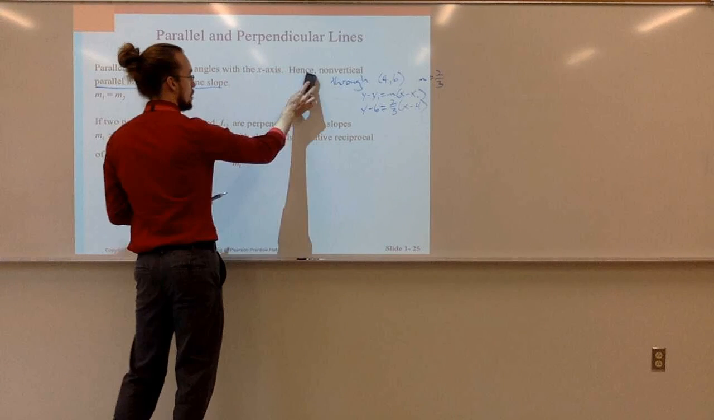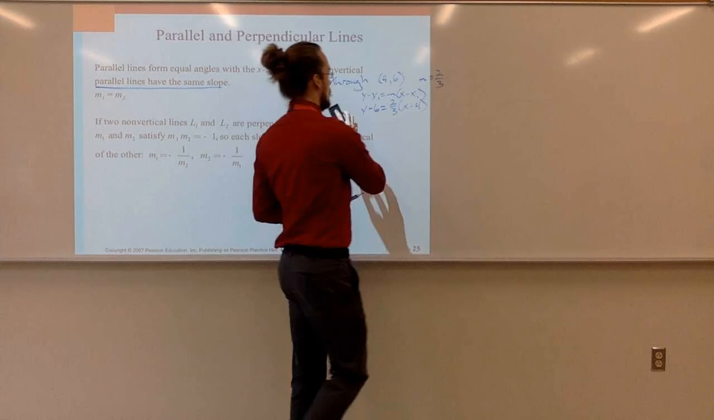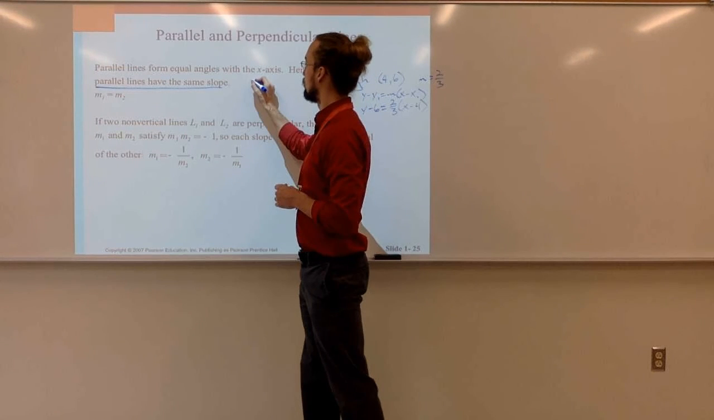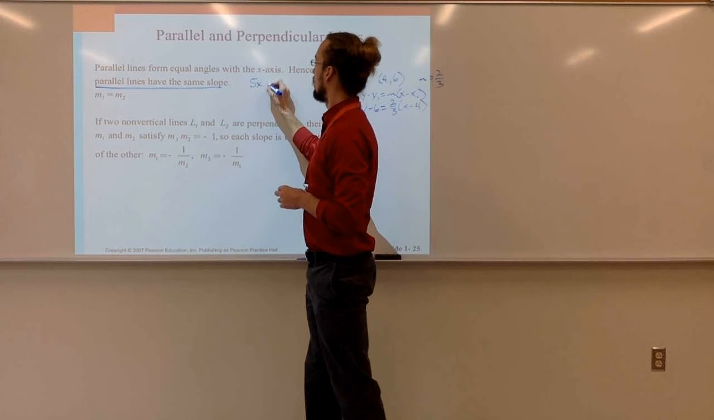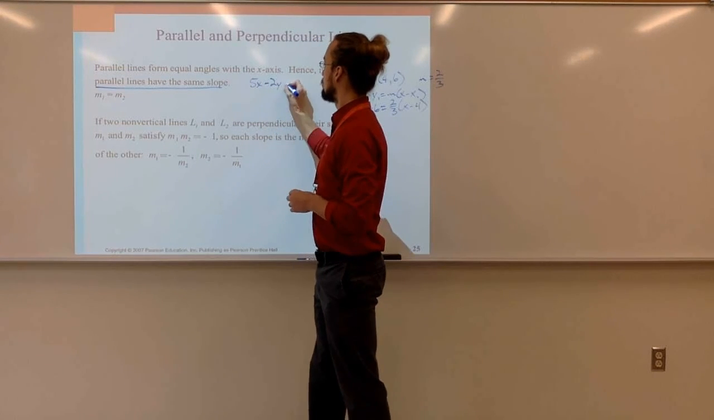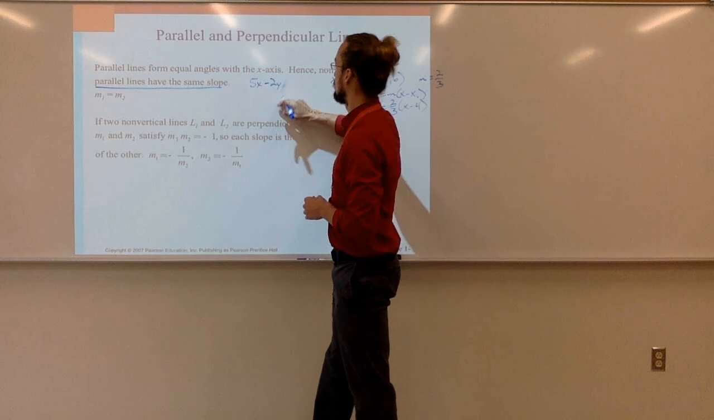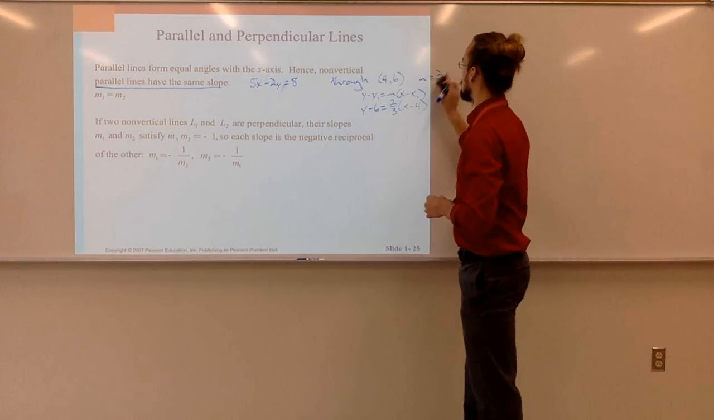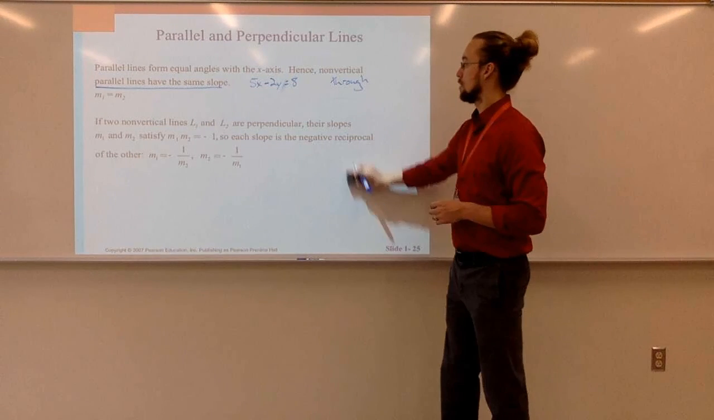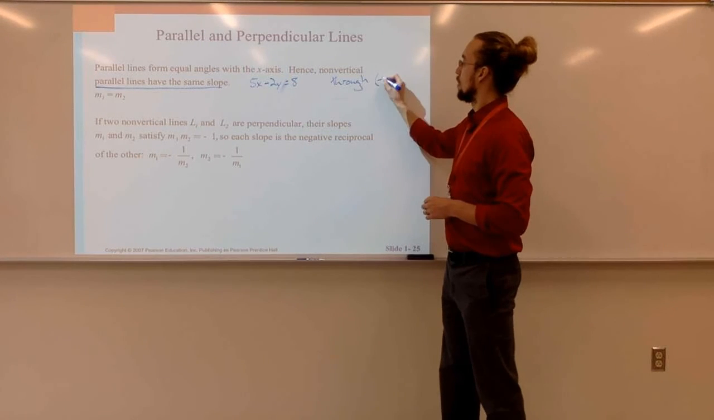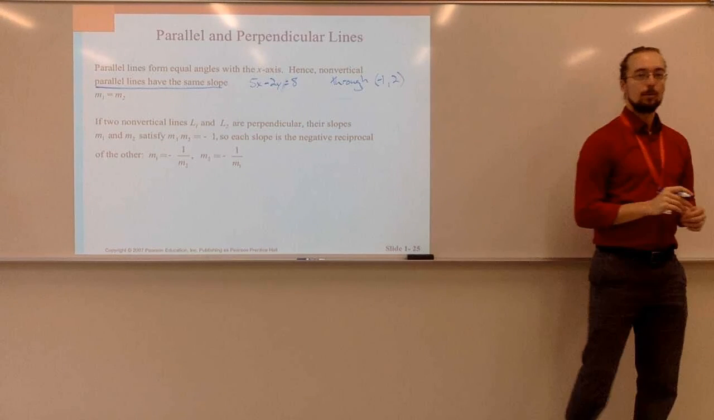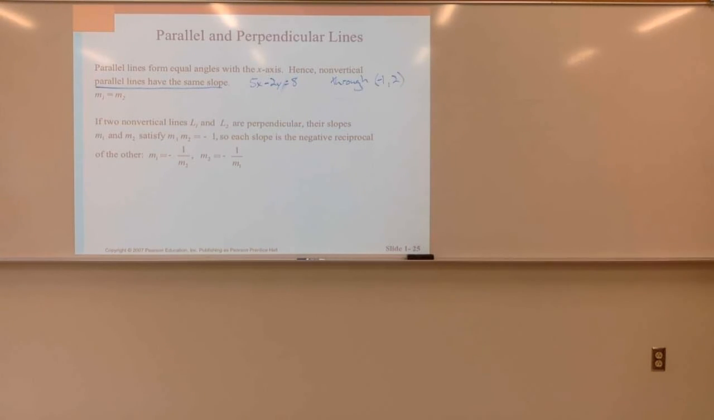What if I said, give me a line parallel to 5x minus 2y equals 8. It goes through the point negative 1, 2. How would we write an equation parallel to that line that goes through that?